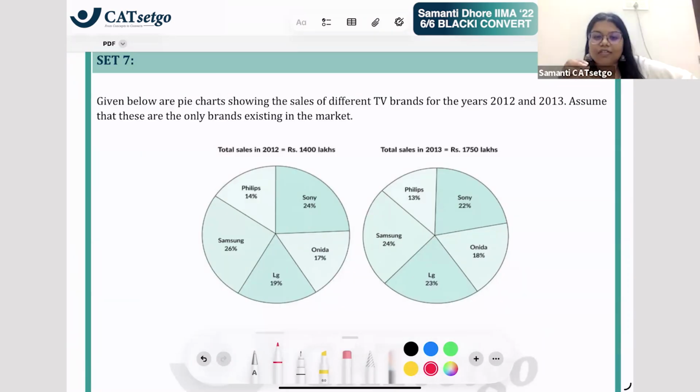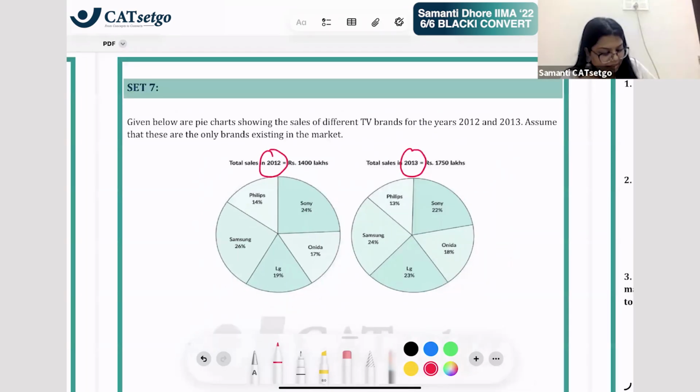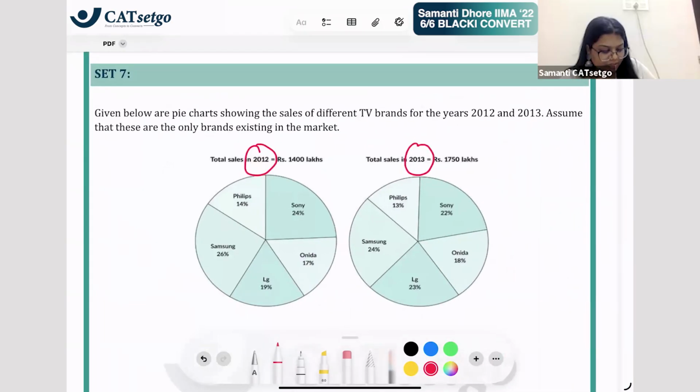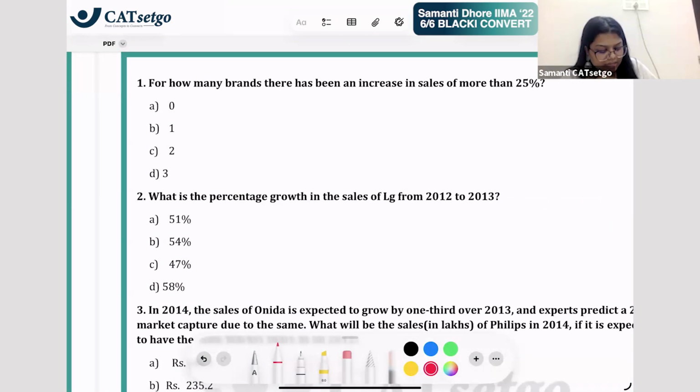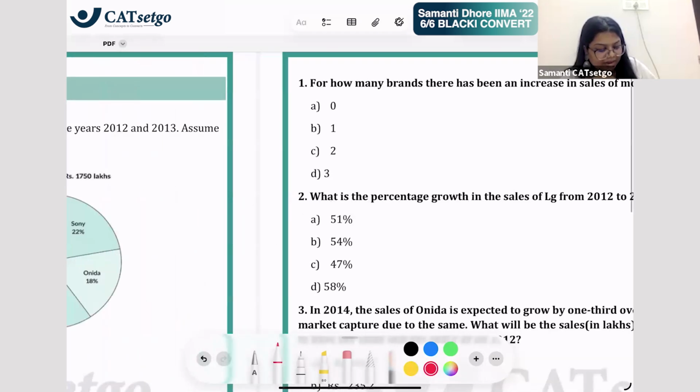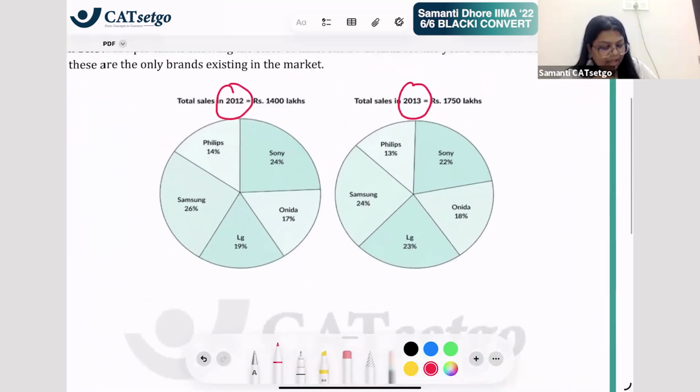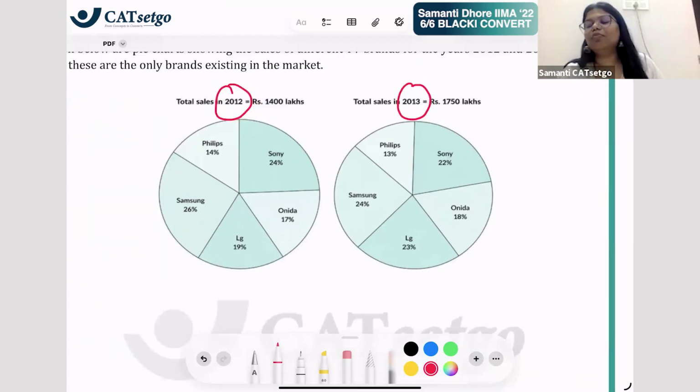Given below are pie charts showing the sales of different TV brands for the years 2012 and 2013. Assume that these are the only brands existing in the market. So we have Philips, Sony, Onida, LG, and Samsung. We have total sales in 2012 and 2013 that are given to you. Now, basis this, let us answer the questions. What does it say? For how many brands has there been an increase in sales of more than 25%? Batao.